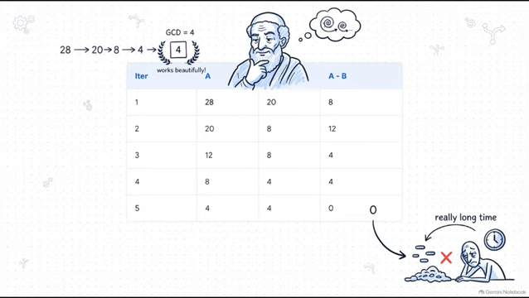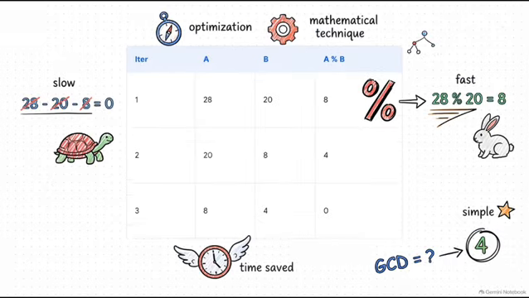It works beautifully. But if one number is significantly larger than the other, you're going to be subtracting for a really long time. We can actually do one better. Since repeated subtraction is really just division, we can swap out subtraction for a modulo operation to hyper-optimize this calculation. Instead of continuously subtracting 8 from 28 until we get below 8, we literally just take 28 modulo 20. That immediately jumps us down to the remainder, vastly reducing the number of iterations you need to reach 0.